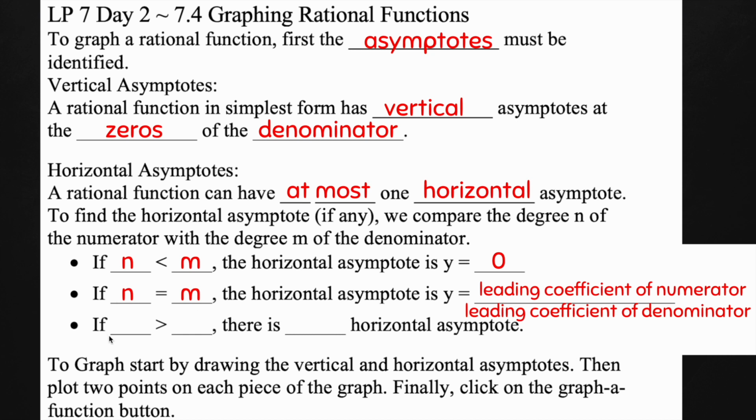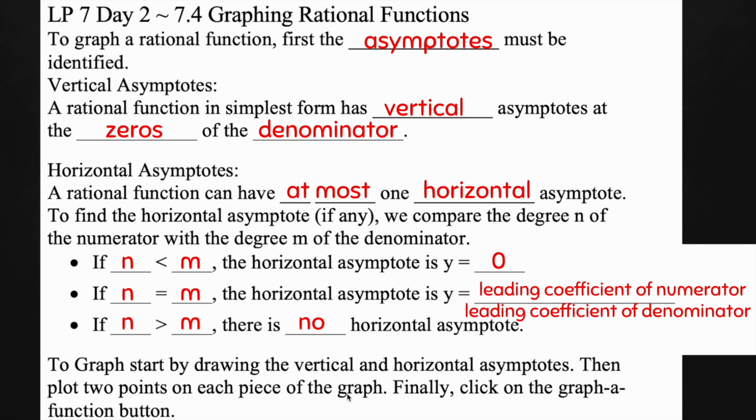If the degree of the numerator is greater than the degree of the denominator, then there is no horizontal asymptote. To graph, you start by drawing the vertical and horizontal asymptotes, because that shows you your limits. That gives you your areas to graph.